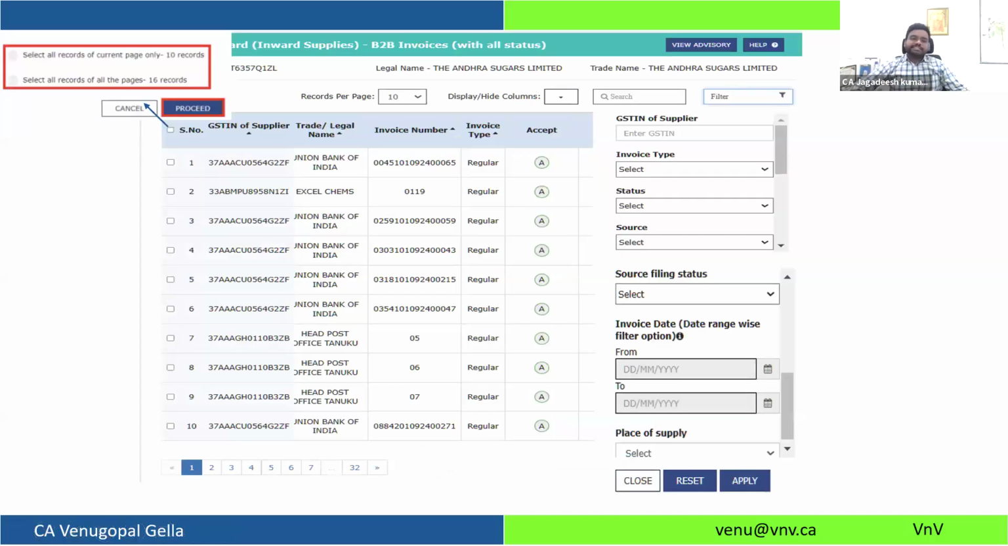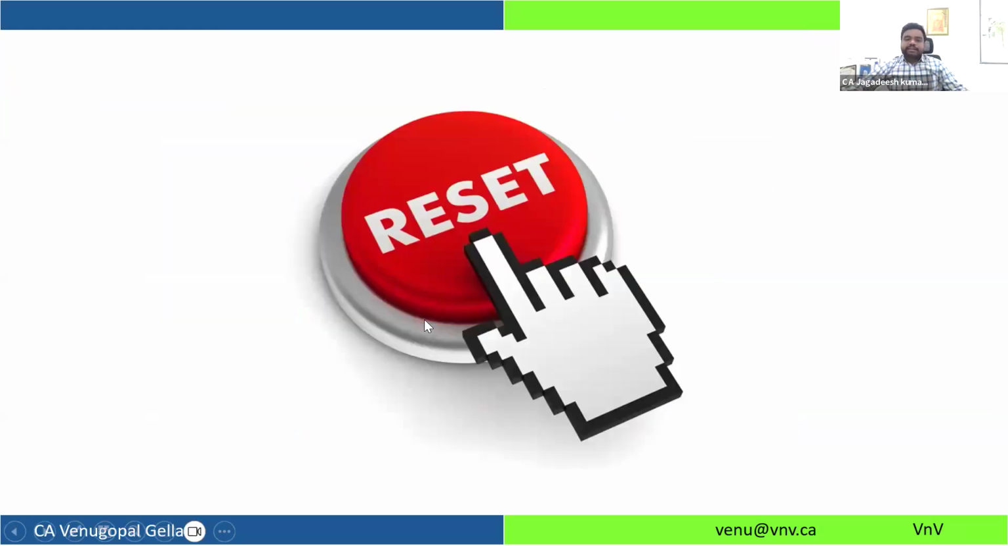So you have multiple criteria to filter the invoices and take the action accordingly. If you want to reset a certain category of invoices, you select those invoices based on the type and click on reset. Whatever action you have taken on those invoices will get reset. By default, it will go to the no action status.